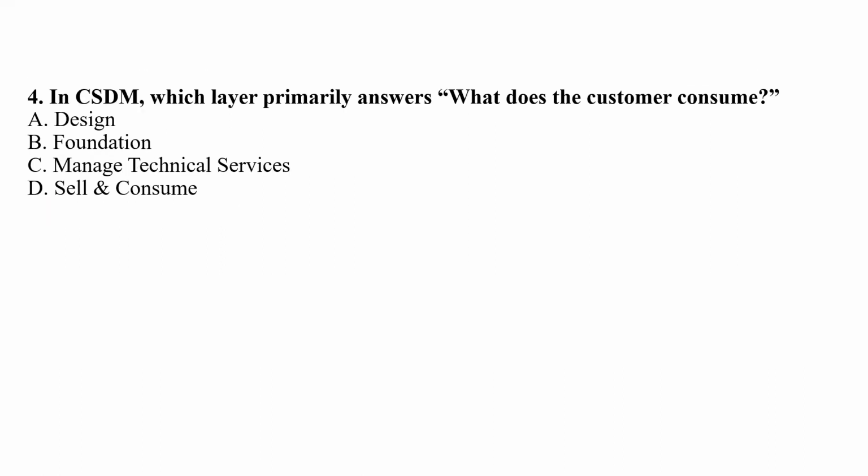Next question. In CSDM, which layer primarily answers what does the customer consume? Option A, design. Option B, foundation. Option C, manage and technical service. Option D, sell and consume. So the correct answer is sell and consume.